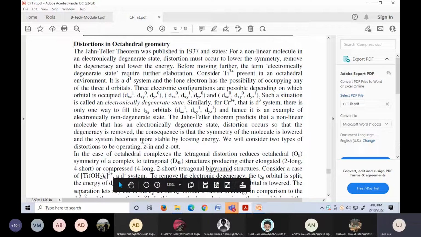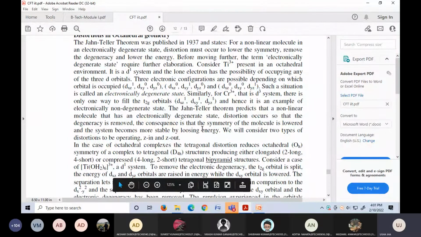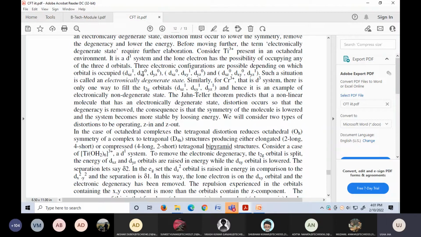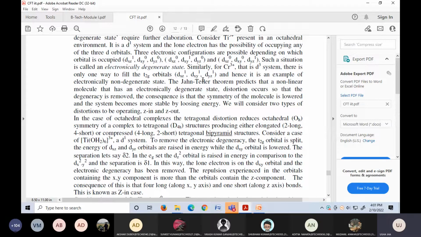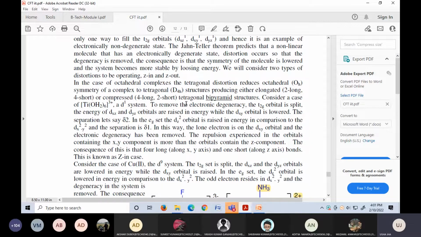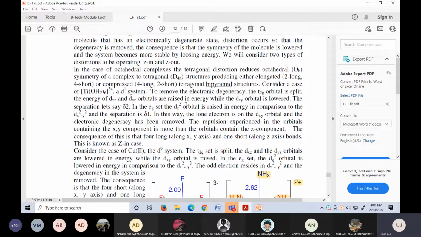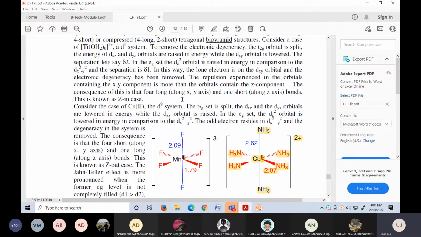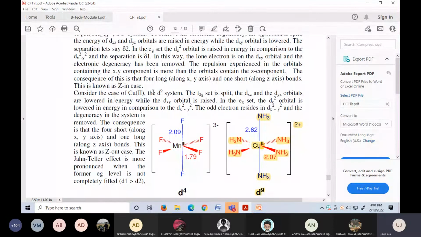One is known as Z-in distortion. One is known as Z-out distortion. Now let us try to understand how it happens. How can I get a Z-in distortion and how can I get a Z-out distortion? Normally you can get it in any of these systems: a D1 system, D2 system, D4 system, D5 system, D6, 7, 8. Most prominent are the ones when you have electrons in the eg level. When you have electrons present in the eg level, a greater change is there, more distortion is there. And the most prominent one, you can see it in a D9 system.